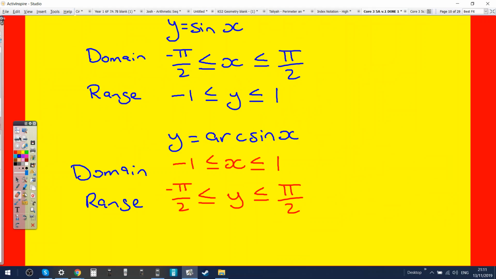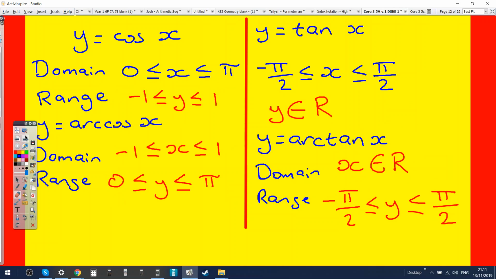So you have to do that with all of them. So basically, the domain and the range swap because it's x with y. So the range, for it to be a function, was -1 to 1. So that's the domain for arcsine x. And the same with the range is the domain for the other one.